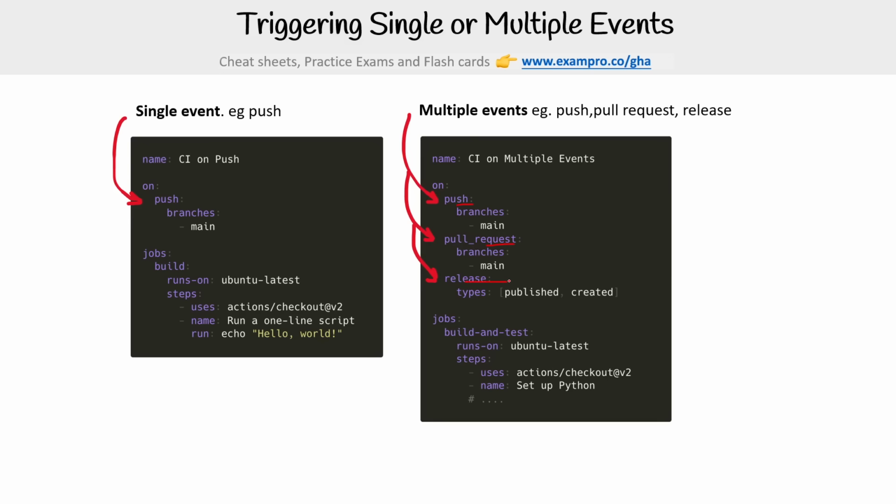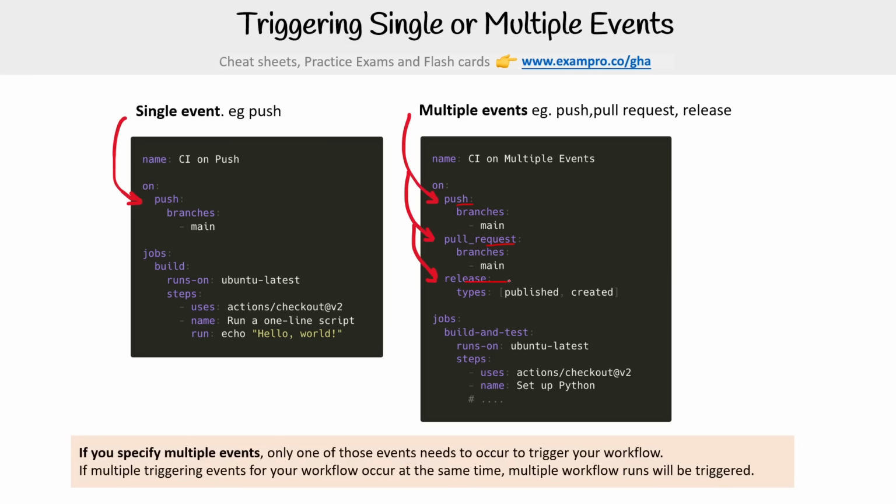So what happens when you have multiple events? Well, if you specify multiple events, only one of those events needs to occur to trigger your workflow. However, if multiple triggering events for your workflow occur at the same time, multiple workflow runs will be triggered, okay? So hopefully that makes sense. The idea is that if you did a push, a pull request, and release, you might see 3 runs, okay?